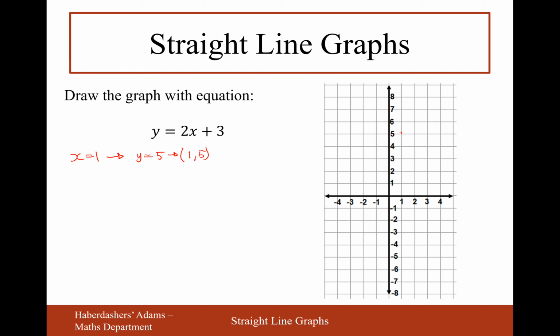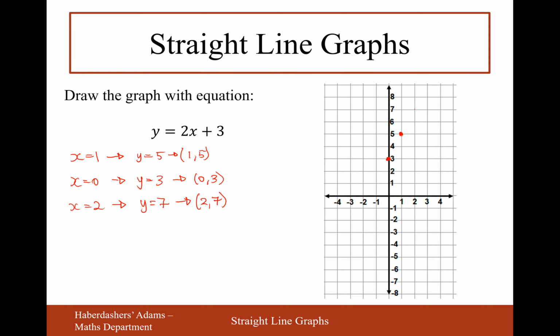1 across, 5 up. Can we think of an easier x number? Well, 0. 0 is a pretty easy x number. So y equals 2 times the number 0 that I've just thought of, trying to choose easy x values. 2 times 0 is 0, add 3, you get 3. So this coordinate here will be 0, 3. Another easy-ish x number, maybe you use the x number 2. 2 times 2 is 4, add 3, you get 7. So the next coordinate will be 2, 7.